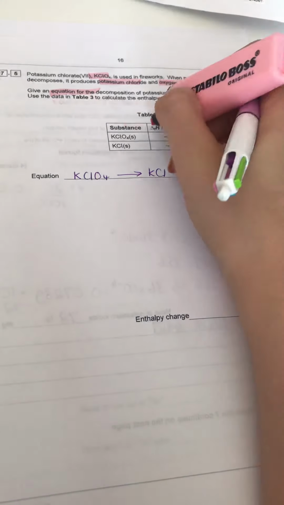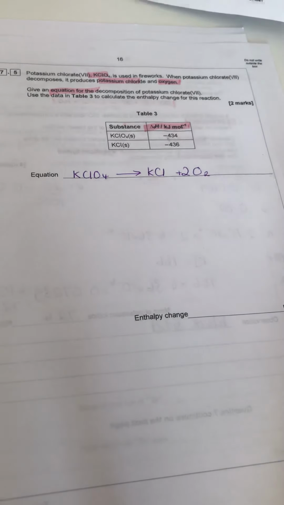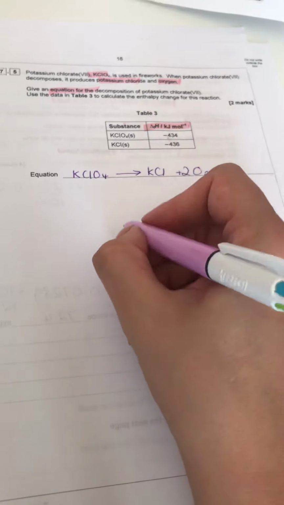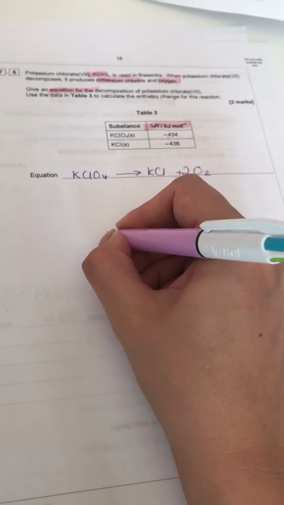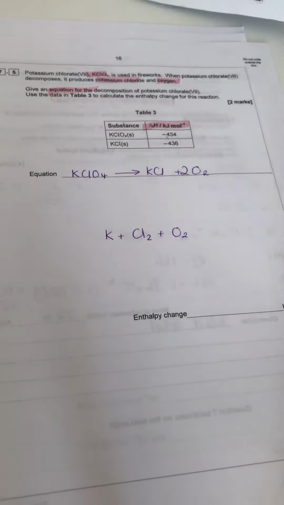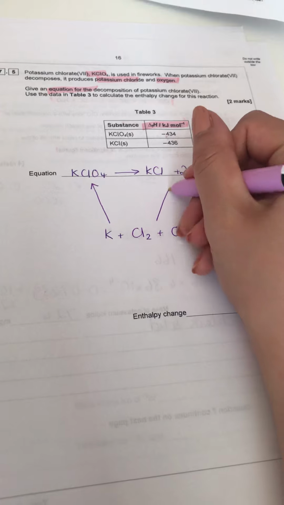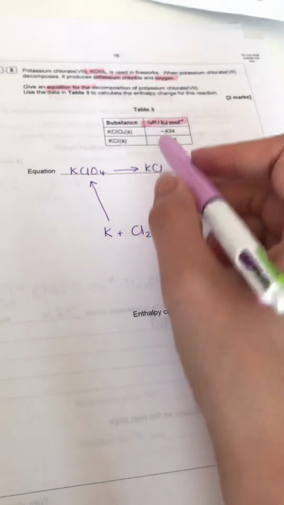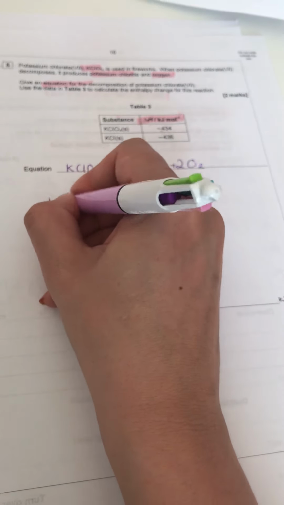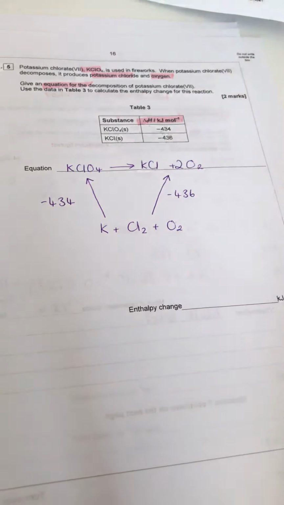I've then been given the enthalpy of formation data for KClO4 and KCl. That means that when I come to draw a Hess cycle for this, the elements are going to have to go on the bottom of my Hess cycle. So I've got K, Cl2 and O2. My arrows are then going to point from these elements at the bottom to the substances within my equation. So I've got an enthalpy change of minus 434 to produce KClO4, and then I've got minus 436 to produce KCl.